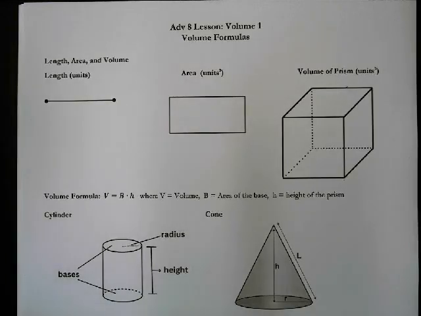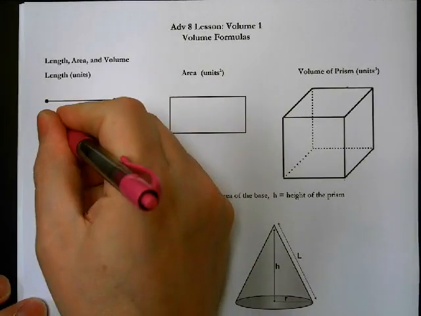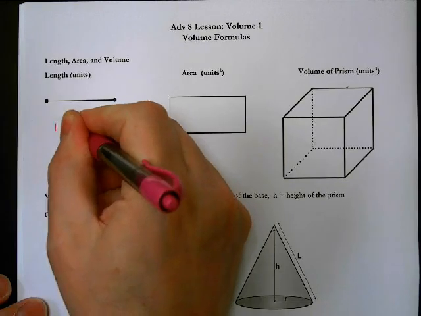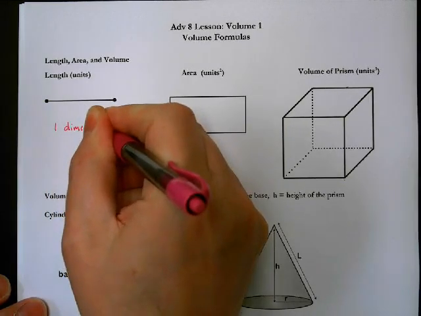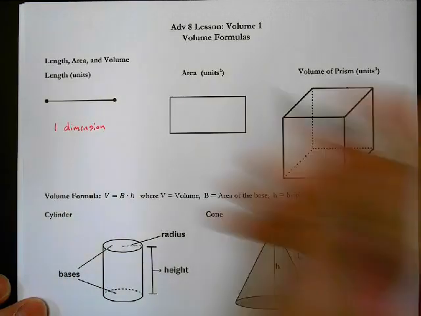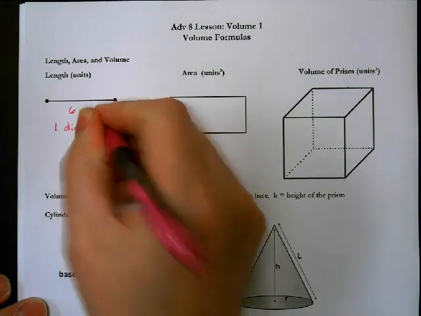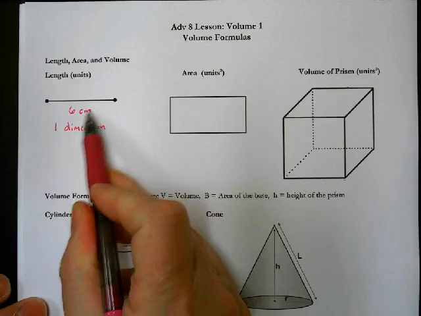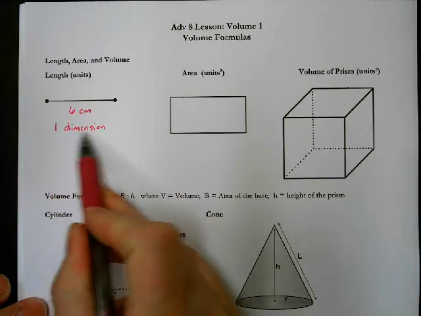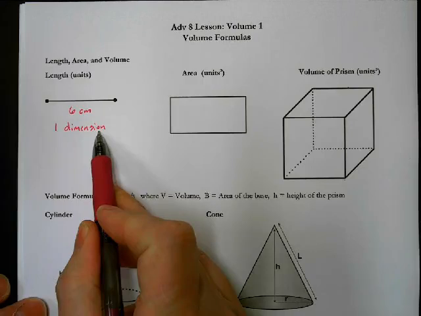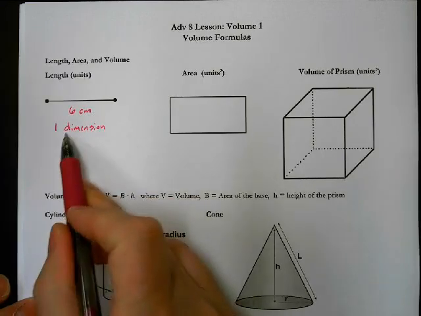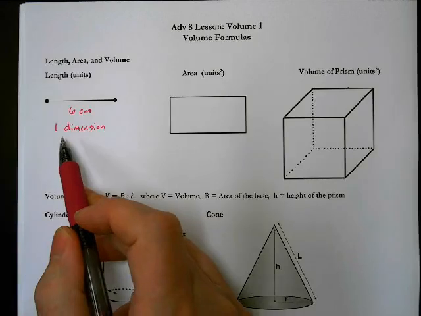Anyways, here we go. So first of all, we've got length, we've got area, we've got volume. So there are major differences in the three. When we're talking about length, we're talking about one dimension. We're going simply from one point to another point, and let's say that this was 6 centimeters. The units are in centimeters to the first power because we're only talking about one dimension. So our units for length will always just be to the first power.